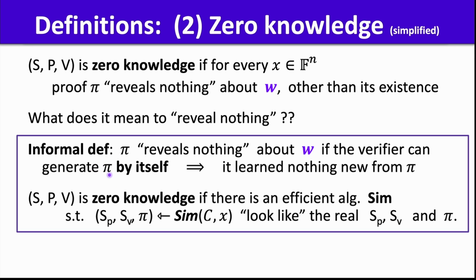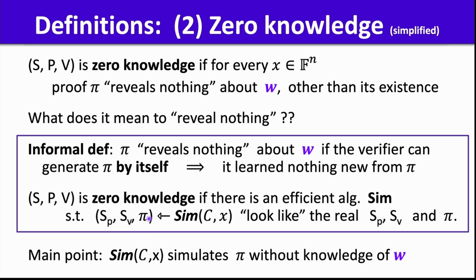What does it mean that you learned nothing from pi? It means you could have generated pi on your own, so you don't really need the prover to do it, and therefore you didn't learn anything from the prover. So we'll say that SPV is zero knowledge if there is an efficient algorithm, called a simulator. The simulator will take the circuit and the statement as input, and more importantly, it will produce the proof pi on its own. And the point is that this proof pi that the simulator generates looks like the real pi that the real prover would have generated. Because the simulator can generate this proof pi just given the statement without knowledge of the witness, the verifier didn't learn anything about the witness. It could have just run the simulator on its own and produced the proof pi that it got from the prover. So the simulator basically proves that pi reveals nothing about the witness.